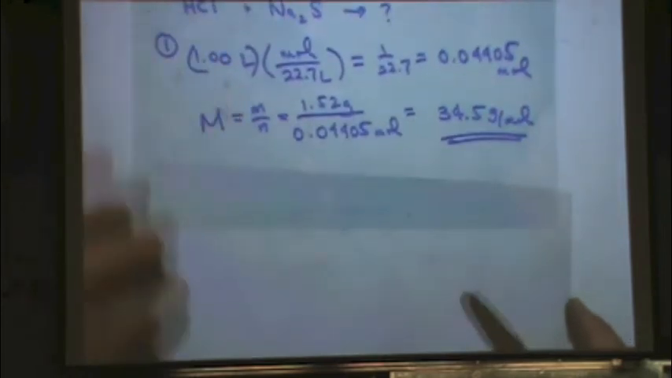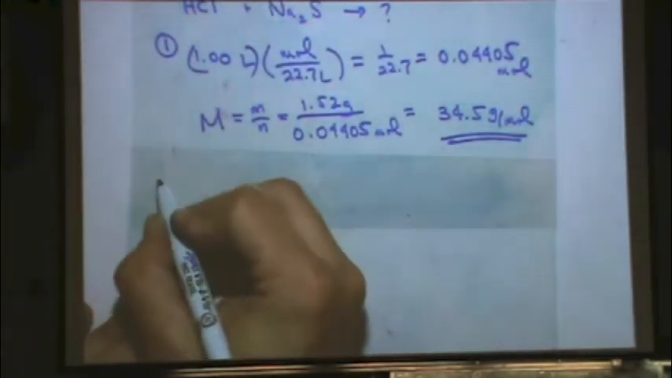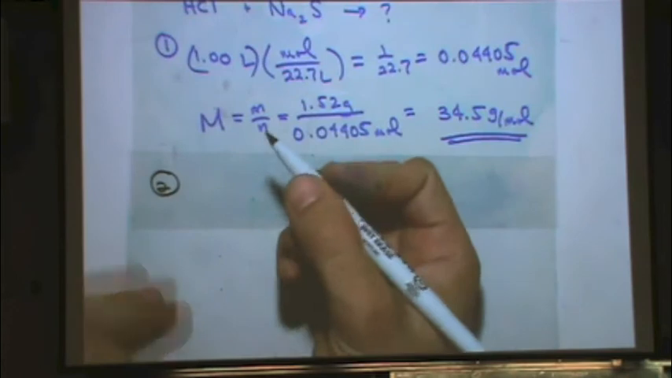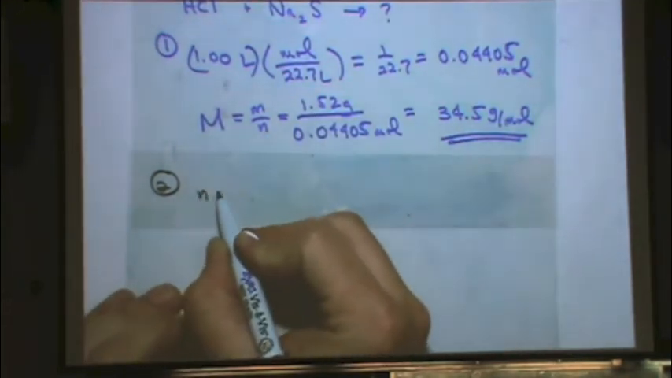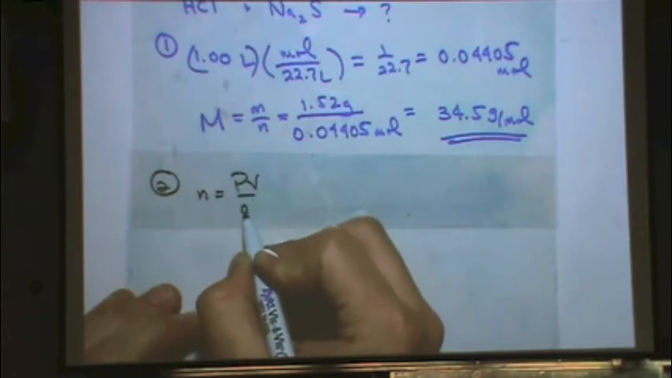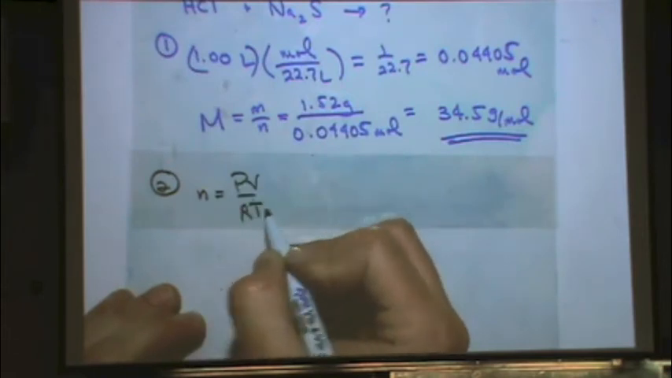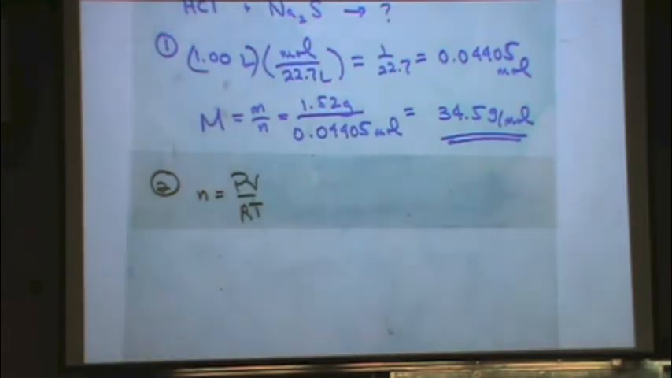Way number 2. This one's a little bit harder, just because it takes more work, but conceptually it's the same. You can find moles using the ideal gas law. Why might you think of the ideal gas law? Because there is a reaction, but there's really no change in moles or volume or pressure or anything like that. So you think, okay, ideal gas law. Let's try that.